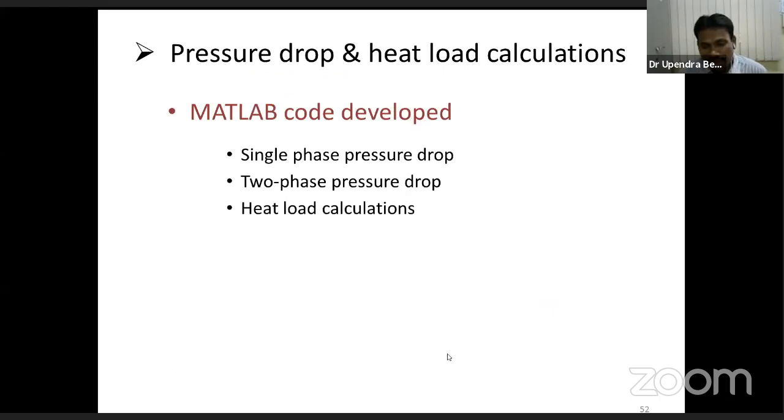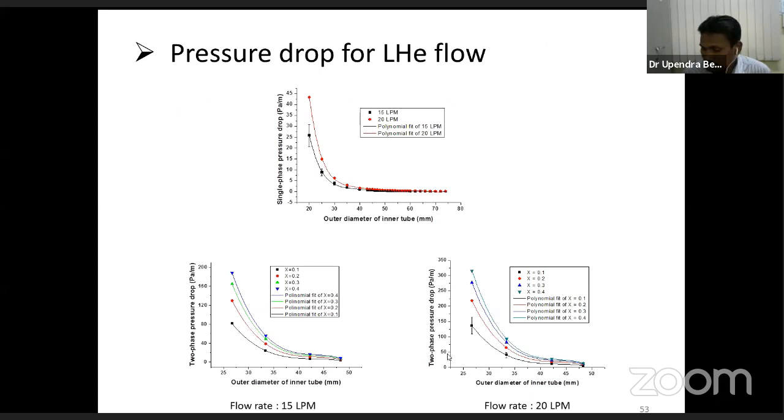These are the equations we now have for estimating the pressure and heat load calculations. Then we have developed a MATLAB code to find the pressure drop in single phase as well as in two-phase conditions, and also to calculate the heat load to the inner bellow of the fluid from the outer bellow. I'll just quickly go through that. This is for liquid helium flow, for single phase flow. We have taken two different conditions: one is 15 liters per minute and the other is 20 liters per minute.